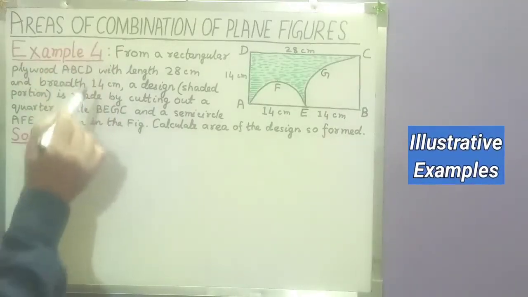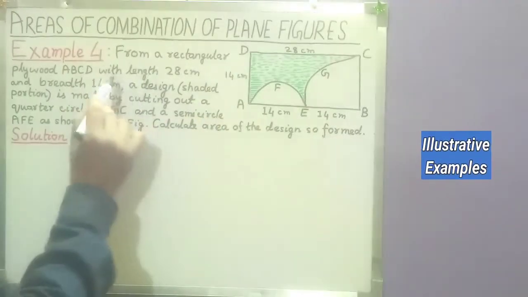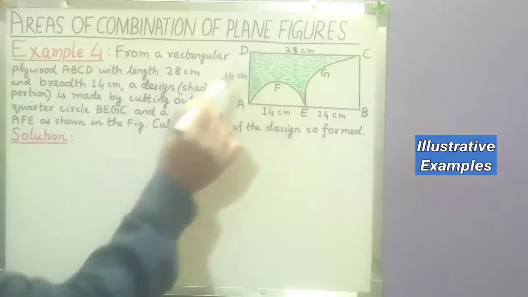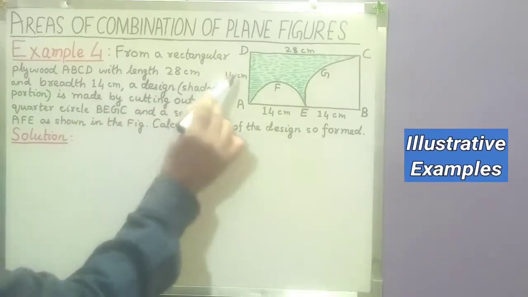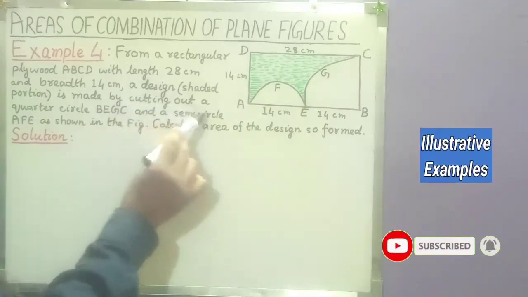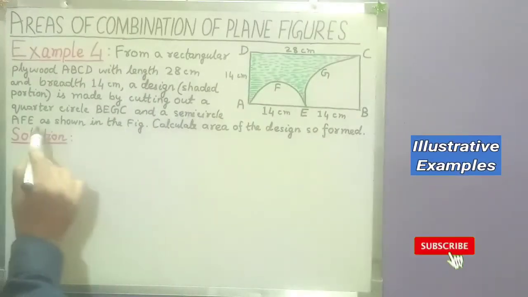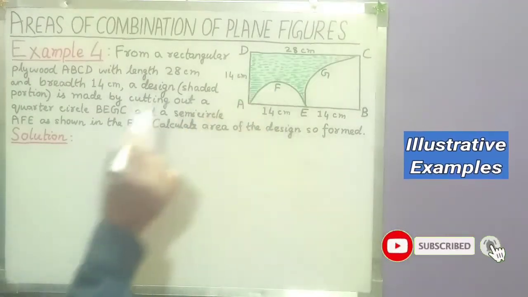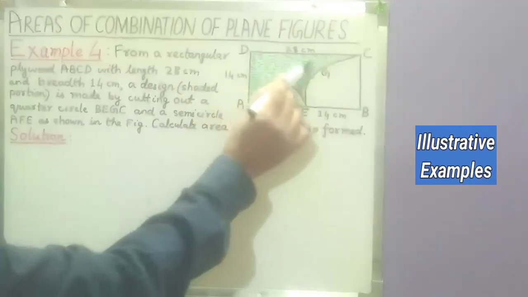Example 4. From a rectangular plywood ABCD of length 28 cm and breadth 14 cm, a design is made by cutting out a quarter circle BEGC and a semicircle AFE as shown in the figure. Calculate the area of the design so formed.